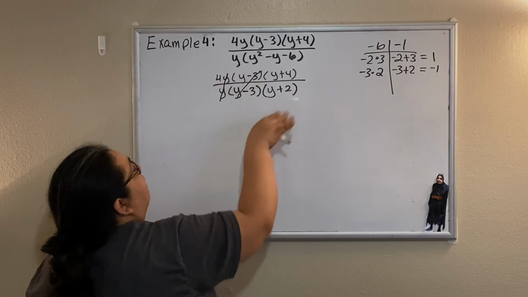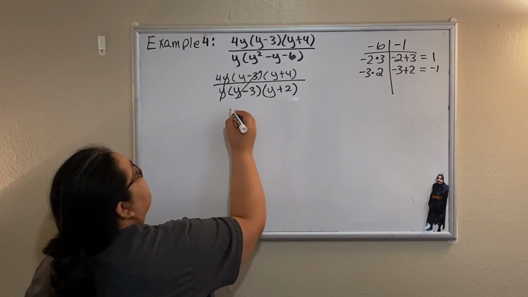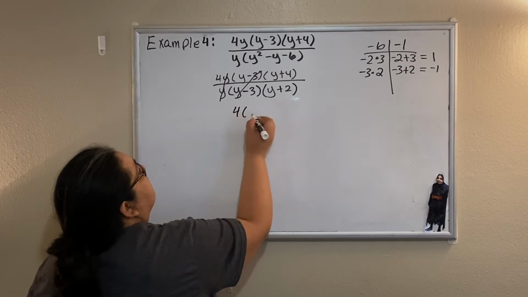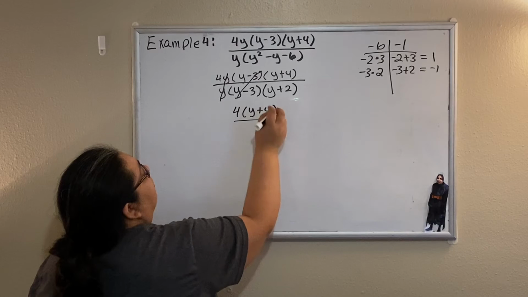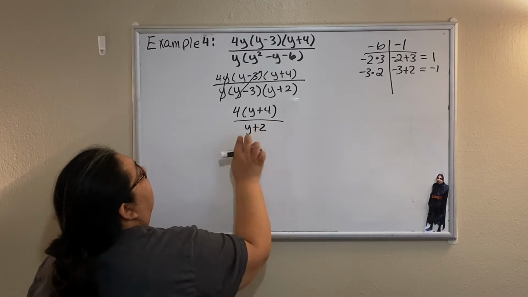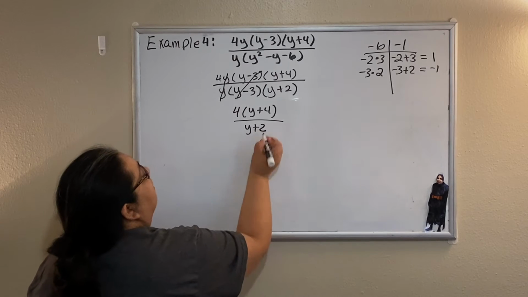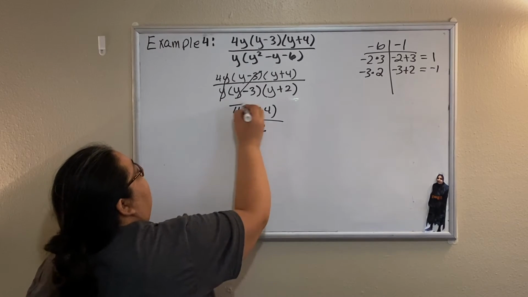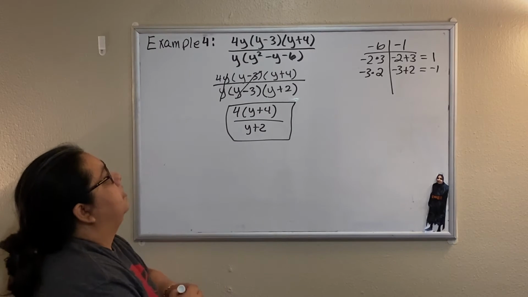So this is just 1 times everything, so it's not going to change anything. We just write what's left over. We have 4 times (y plus 4) over (y plus 2), and I don't need the parentheses anymore because there's nothing around it. Oops, I erased it a little bit right there. And that is our reduced rational expression.